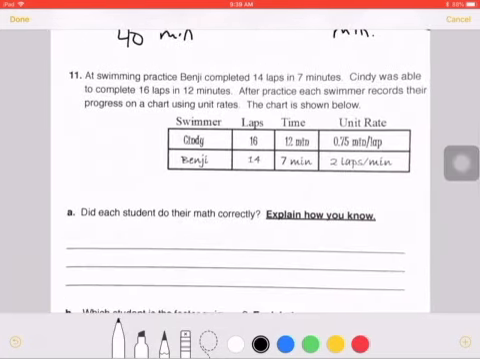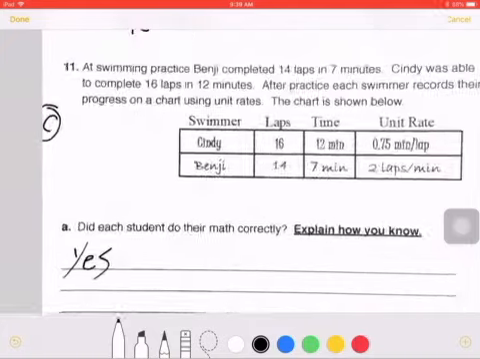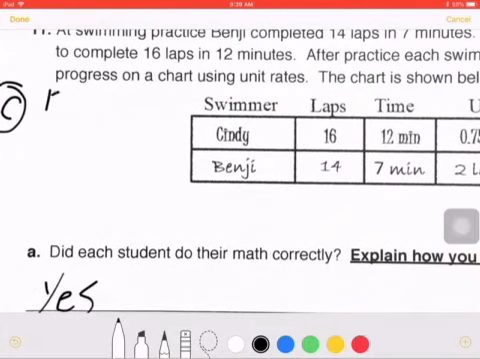Number 11. So at swimming practice, it shows the laps and the minutes for 2 different people here. Cindy, 16 laps, 12 minutes. Benji, 14 laps and 7 minutes. Since their times are different and the laps are different, we have to compare their unit rates in order to find out who's faster. First question says, did each student do their math correctly? Okay, the answer to this is yes. When I look at Cindy's work, she has minutes per lap. That means, I'm going to write Cindy here, her work had to have been 12 minutes divided by 16 laps.